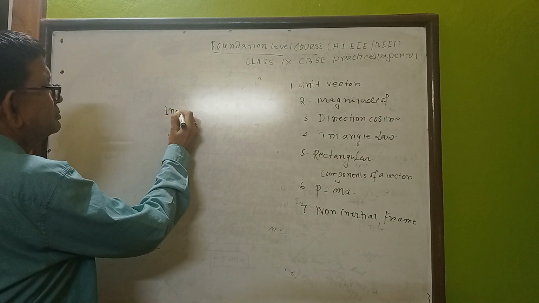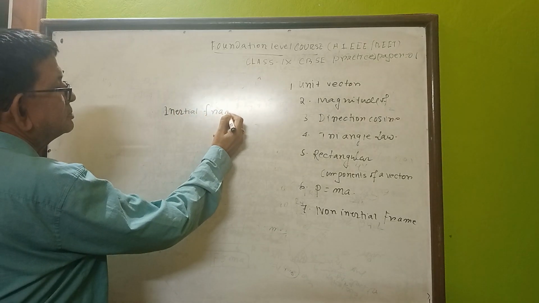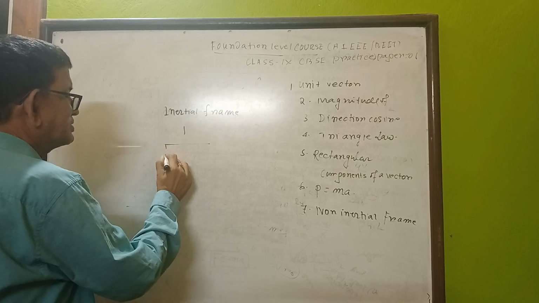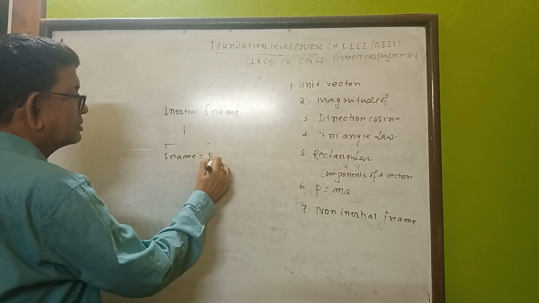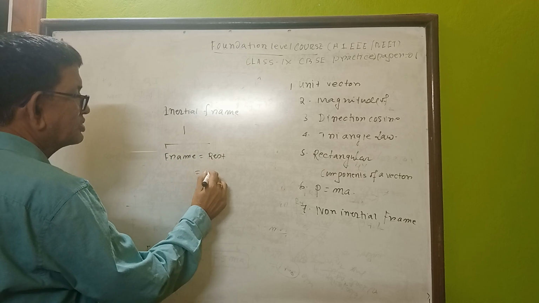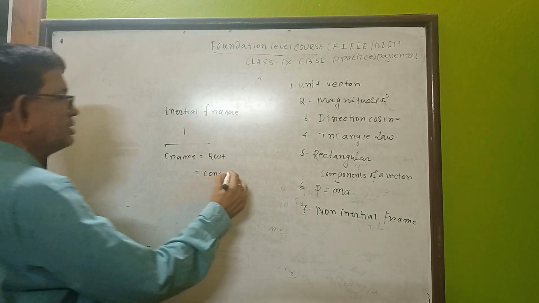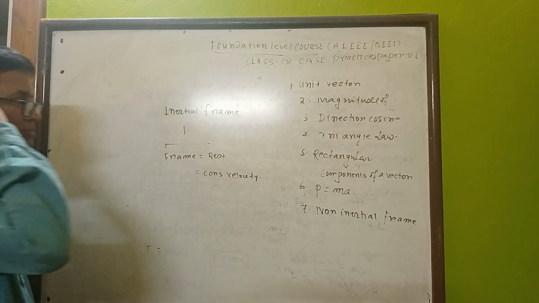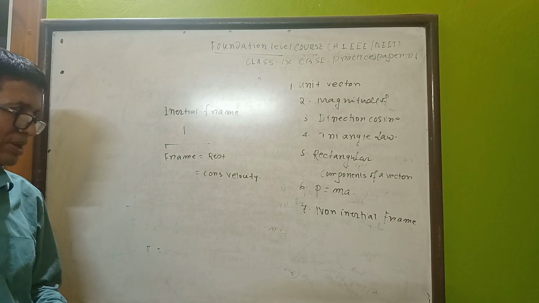Inertial frame means a frame where the frame is at rest or moving with constant velocity. Here, constant velocity. All Newton's laws are applicable over there. Now children, if the frame is at rest or at constant velocity, Newton's laws are valid. That is the inertial frame.